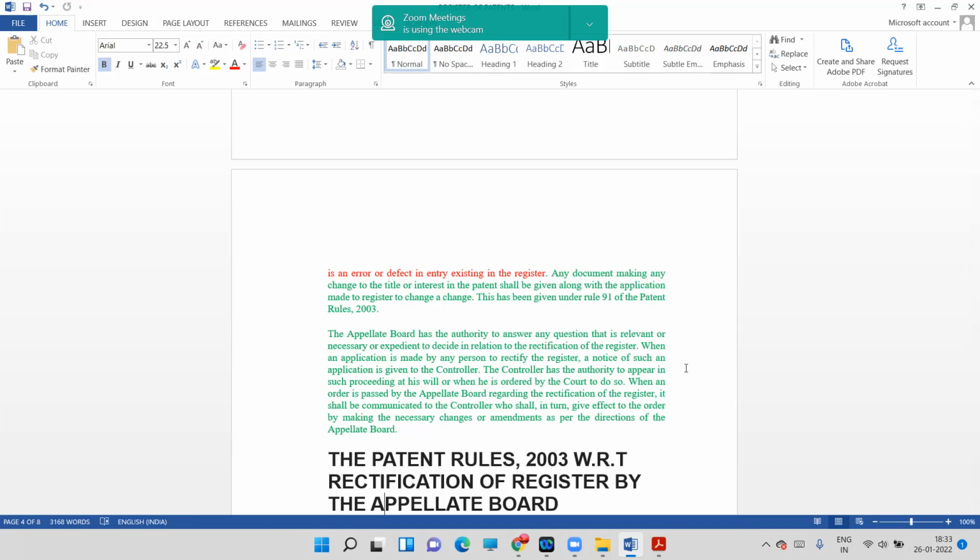ठीक है, तो हमें कंट्रोलर को भी वो चीज बताना पड़ता है. नोटिस इज गिवन, सो ये बोर्ड से होगा, बोर्ड बताएगा उनको, ठीक है. The controller has the authority to appear in such proceedings at his will or when he is ordered by the court to do so. When an order is passed by the appellate board regarding the rectification of the register, it shall be communicated to the controller, who shall in turn give effect to the order by making the necessary changes or amendments as per the direction of the appellate board. तो appellate board को और controller को साथ में काम करना होता था.